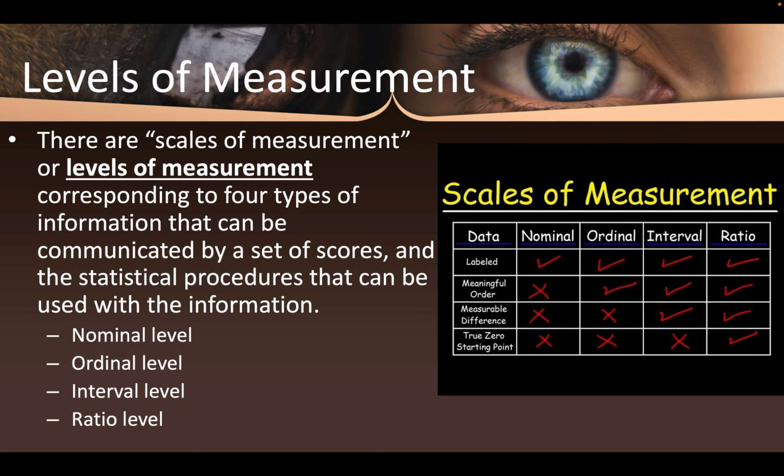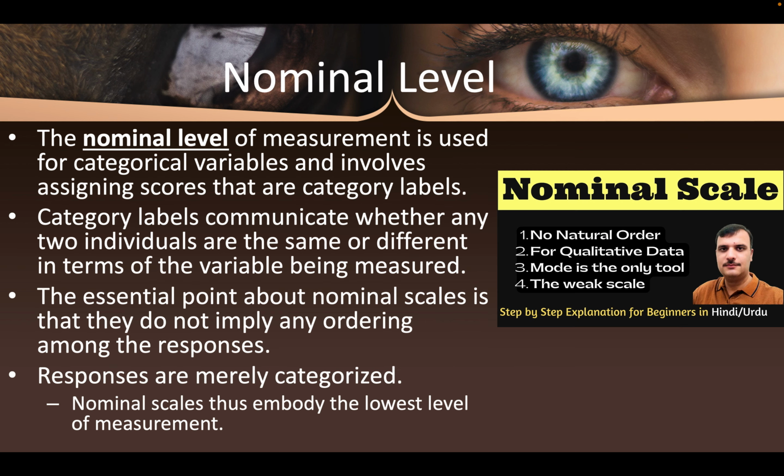There are scales of measurement, or levels of measurement, corresponding to four types of information that can be communicated by a set of scores, and the statistical procedures that can be used with the information. There are nominal levels, ordinal levels, interval levels, and ratio levels, and I'm going to explain that all right now.